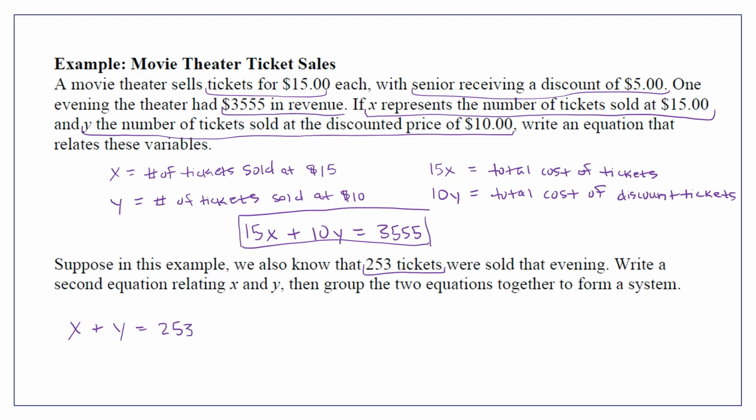Okay. So to put the two equations together, we'll draw our brace here, and then we will write our first equation, 15x plus 10y equals 3,555, and then x plus y equals 253. So this would be considered our system of equations.